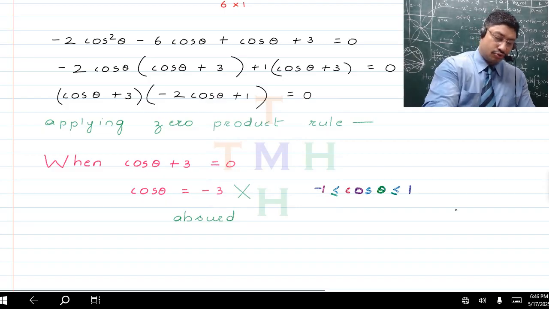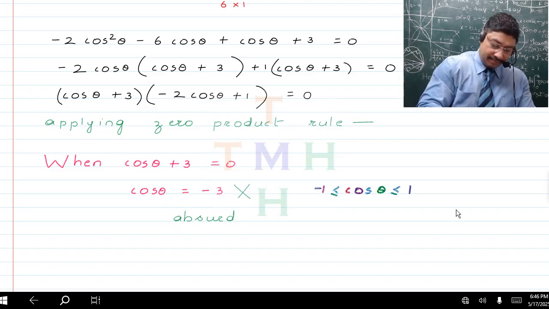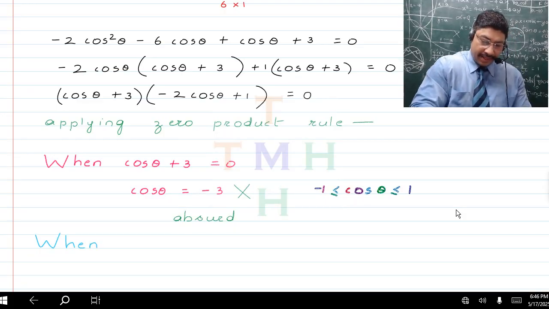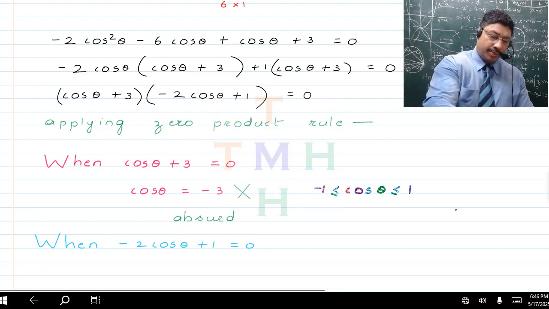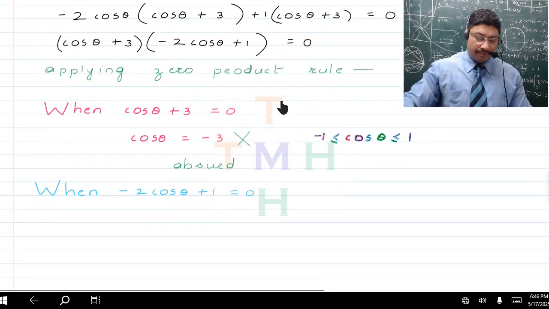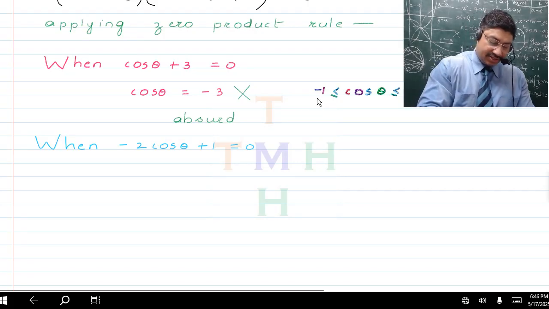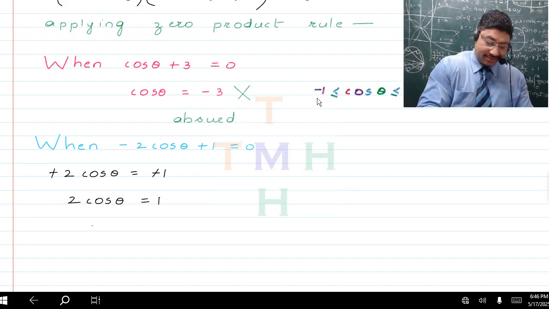So now, children, next we come over to the other term, that is minus 2 cos theta plus 1, in applying the zero product rule. So we will say here that when we have minus 2 cos theta plus 1 equal to 0, we can now take the 1 to the other side. As such, we will have minus 2 cos theta equal to minus 1. So here the minus signs will get cancelled from both sides, and you will get 2 cos theta equal to 1.